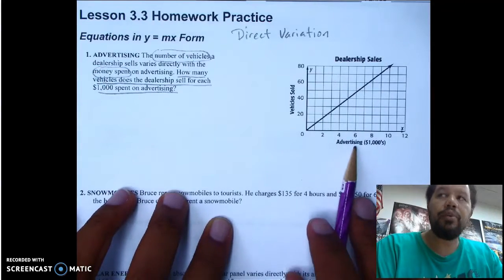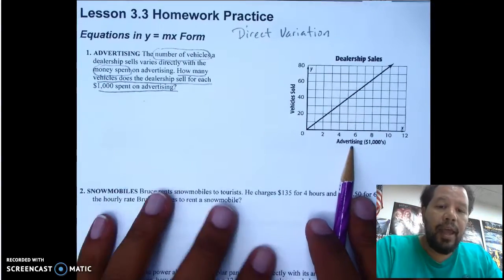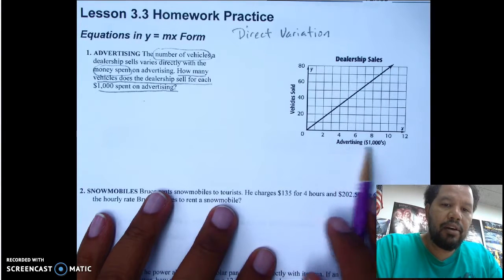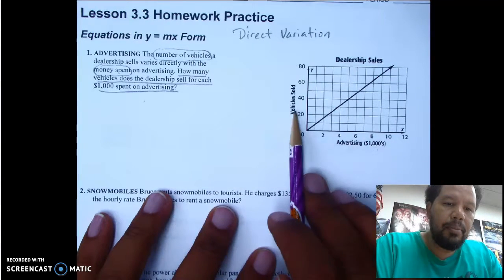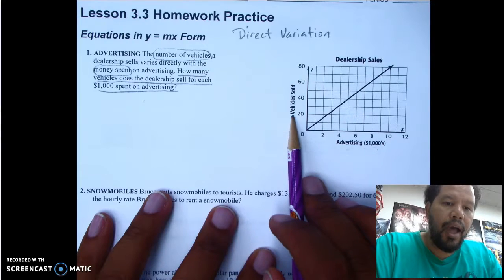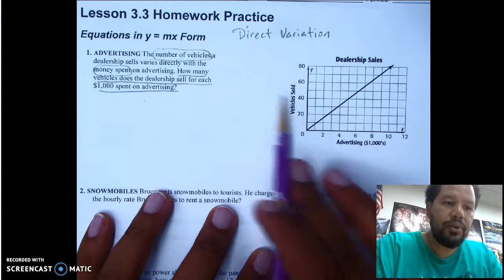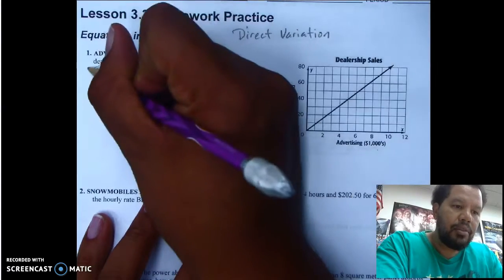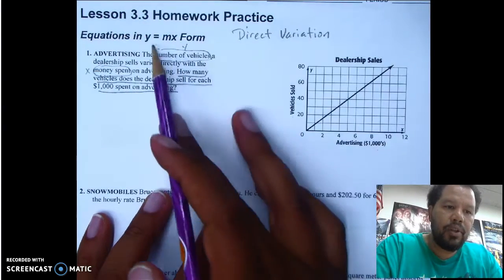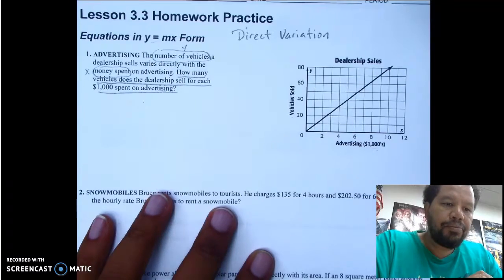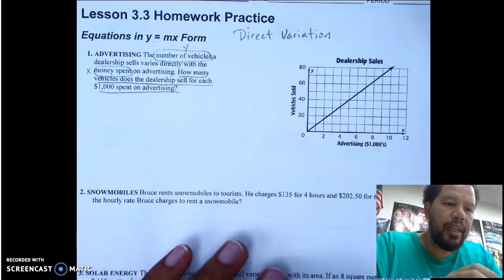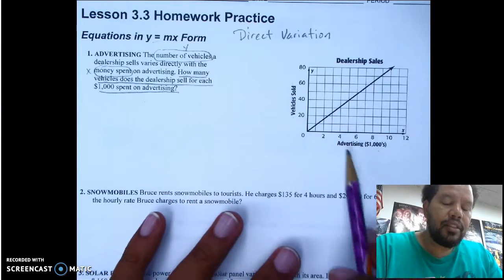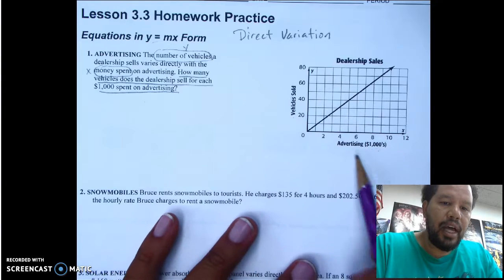Okay, so here, if we're looking at the graph, we have the money spent down on the X, and the number of vehicles sold on the Y axis. So the number of vehicles is our Y, and the money spent is our X. So we're going to use this form right here. We want to know how many vehicles the dealership sells for every $1,000.